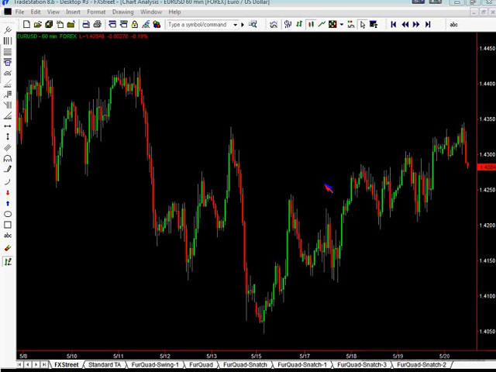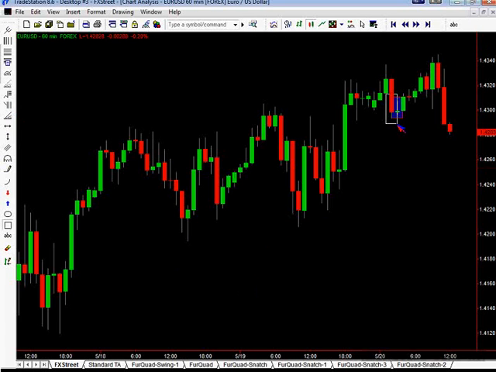Inside bars. An inside bar is a bar with a high-low range that is inside the previous bar's high-low range. So, for example, let me just zoom in. Here's a bar with a high-low range that is inside the previous bar's high-low range. I'm just marking an example off now. So, just in case you weren't sure, an inside bar to me is a bar with a high-low range that is inside the previous bar's high-low range.